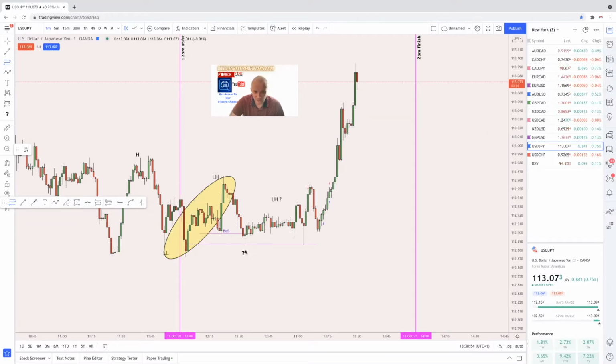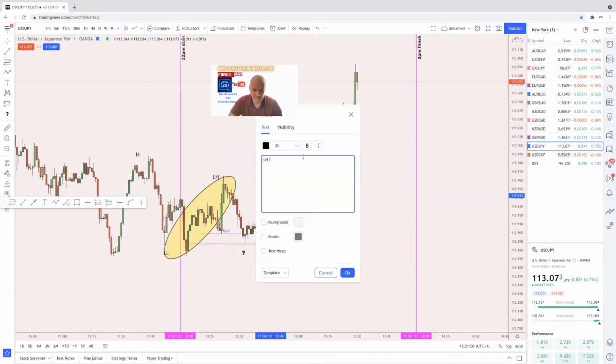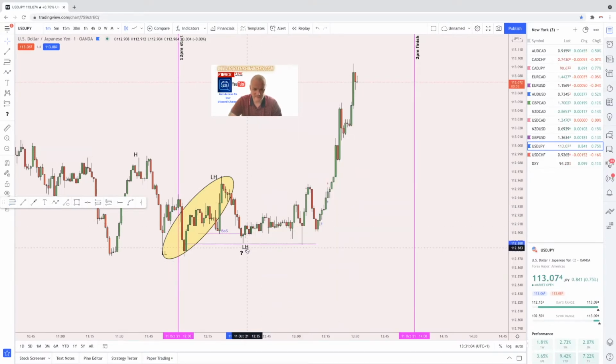We had lower lows made here. Although that's your low, there's a lower low there. We'll get rid of that. That's not a lower low, sorry, I do apologize.